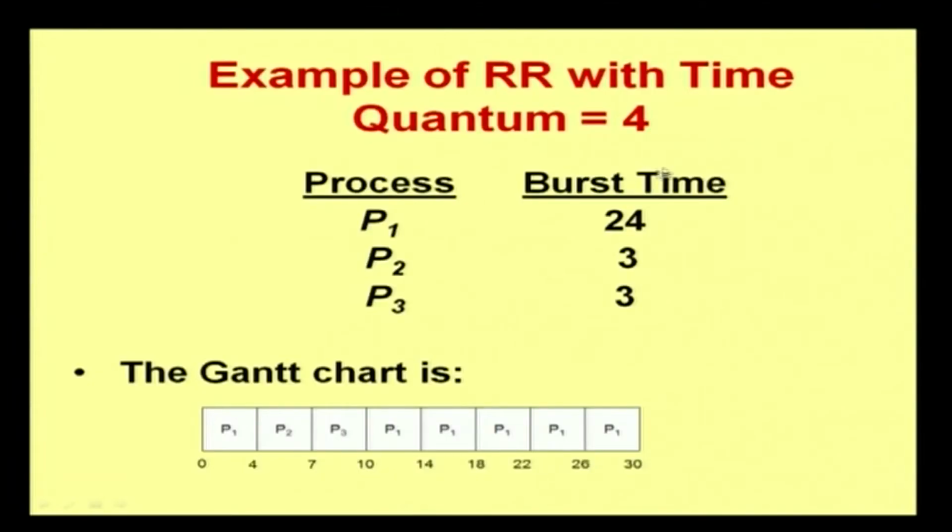For executing 20 milliseconds, since only 4 milliseconds of time quantum is allowed, the 20 has to be divided into equal parts. 20 divided by 4 is 5 different time quantums. In 5 different time quantums, this process P1 will get executed. That is the round robin approach.